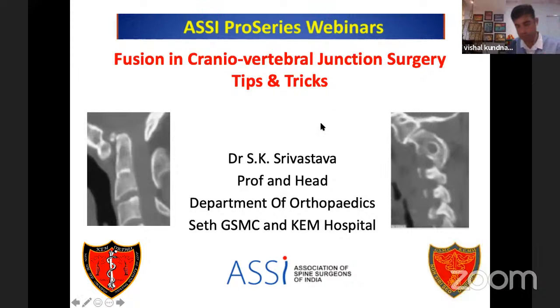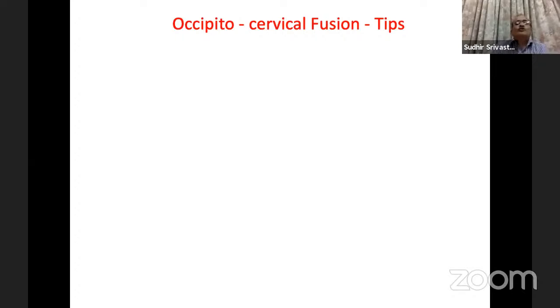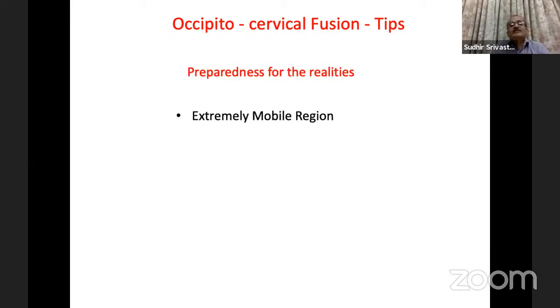So here, in occipital-cervical fusion, what are the important tips? It is the preparedness for the reality. It is an extremely mobile region, and usually we don't want to extend our fixation to the occiput because it immobilizes that very vital area. So unless there is a real need, and that need may be destruction of the C1, C2 lateral region where you cannot put an implant, or already there is a hospitalization of the atlas, and there is no point in putting the screw in the atlas, you can go directly to the occipital area.